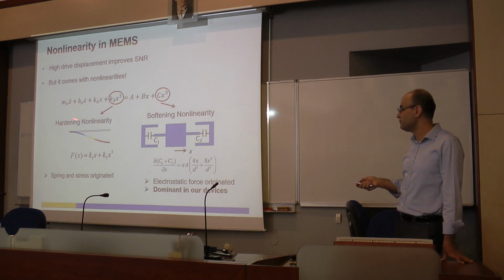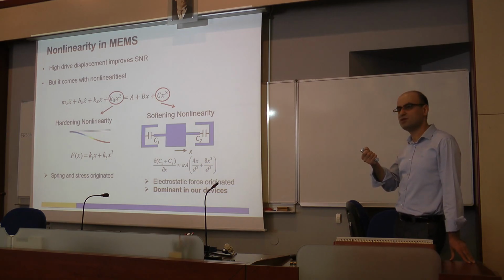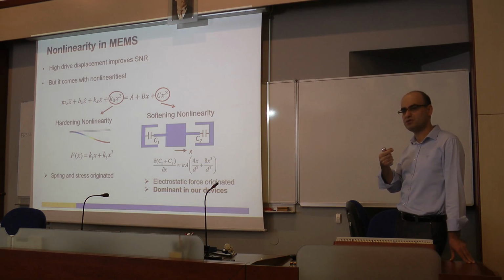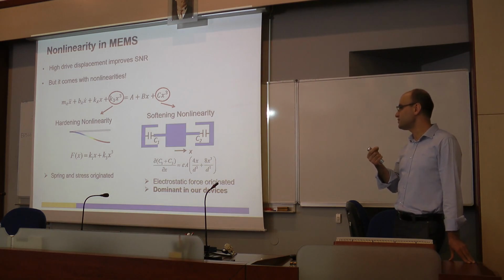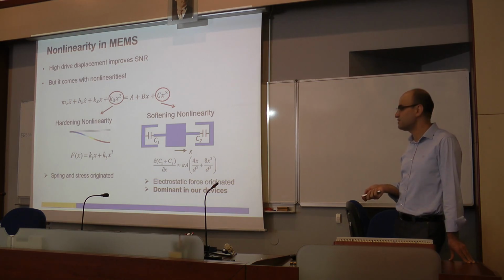You can think of this: if you have a beam and if you pull it, initially it's linear between your force and displacement, but once you pass a certain point, it becomes harder and harder to bend. That's called the hardening nonlinearity, and it's related to cubic stiffness, and k3 times x cubed is how you put it into equations. So this is on the mechanical domain.